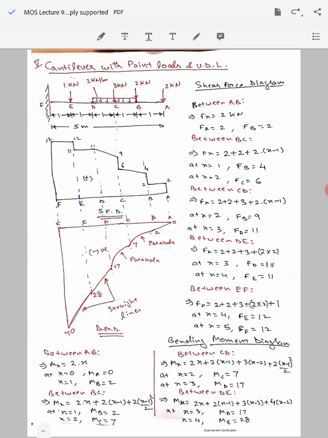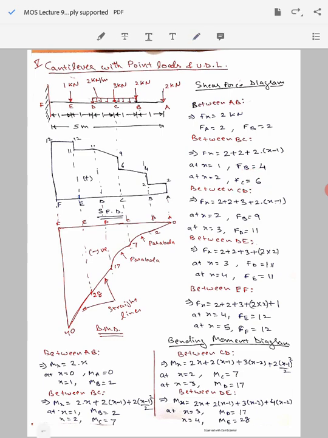We are going to evaluate this equation at the two extreme ends of this section BC. We put x equal to 1 for point B. So FB will come out to be 4 kilonewton if we substitute x equal to 1. If we substitute in this equation x equal to 2, the value of shear force at point C will be calculated as 6 kilonewton.